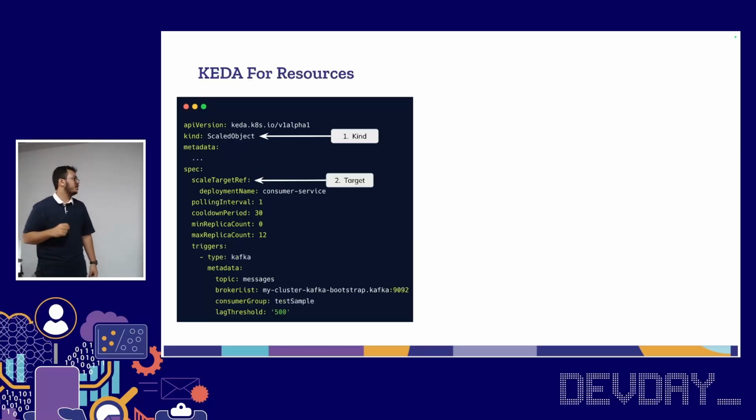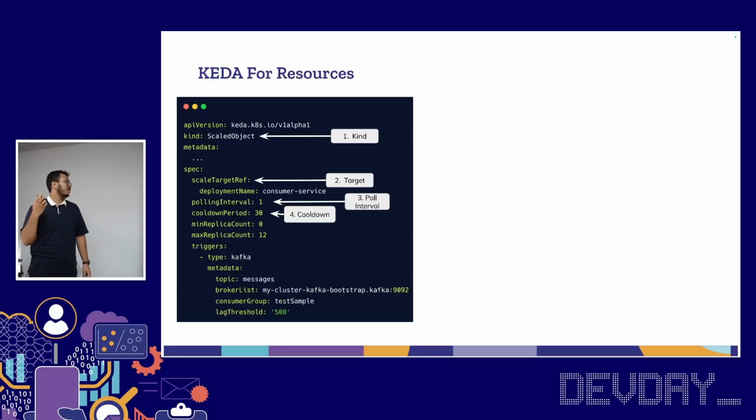We are saying to target a deployment that has the name consumer service. We are saying poll the external source every 1 second. We have a cooldown period. This is telling KEDA that whenever you don't get anything from the external source, wait for around 30 seconds before scaling down. So this is the cooldown period. Again, we have a range, min and max. All autoscalers have this. And this is again to prevent scaling to infinity.